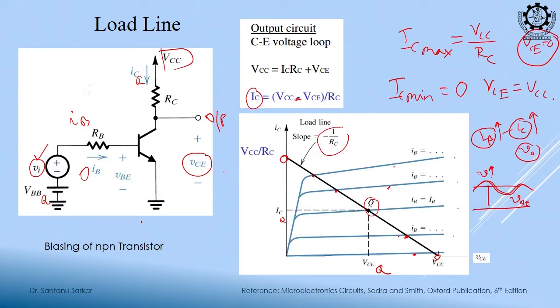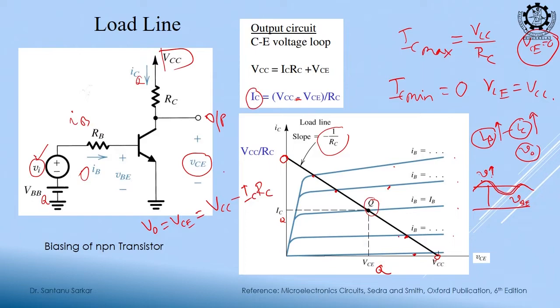So, what is my V out? This is equal to VCE, and what is the equation? VCC minus ICRC. So, if your IC is increasing, this subtraction will decrease, right.